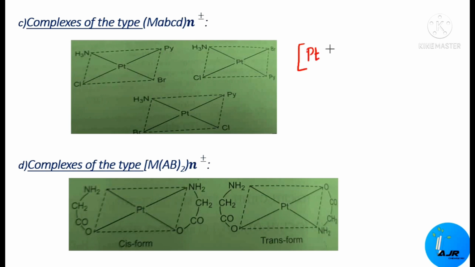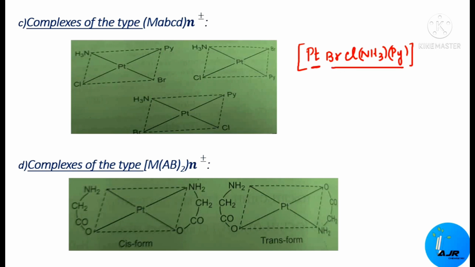This platinum is the central metal atom. Br is one ligand. Cl is another ligand. NH3 is another ligand. And pyridine is another ligand. So the central metal atom M is attached to four different types of ligands.